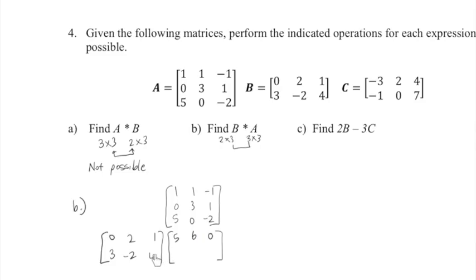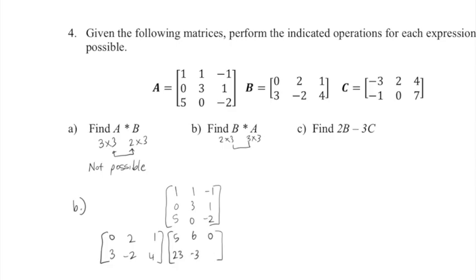Now, this entry is a combination of that row to that column, so 3 times 1 is 3, negative 2 times 0 is 0, and 4 times 5 is 20, so we have 3 plus 0 plus 20, so 23. This entry is this column with this row, so 3 times 1 is 3, negative 2 times 3 is negative 6, and 4 times 0 is 0, so 3 plus negative 6 plus 0 is negative 3.